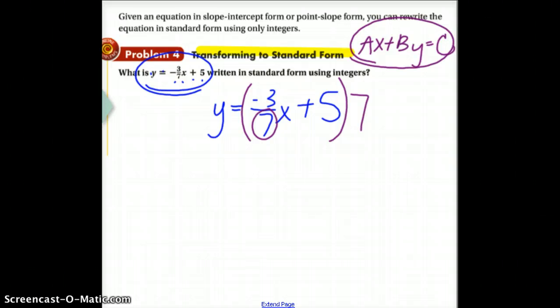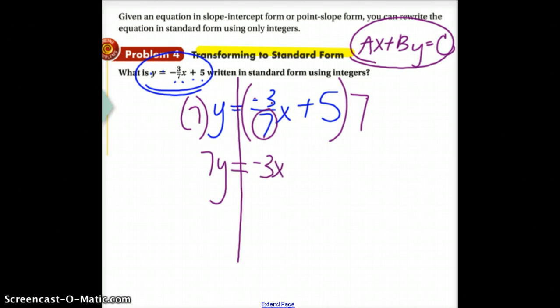When I do that, I have to do it to this side as well. Remember, both sides of the equation. So over here, I have 7y. Now, this 7 times the denominator cancels each other out, so I'm just left with negative 3x. And I'm going to distribute the 7 to the 5 plus 35.